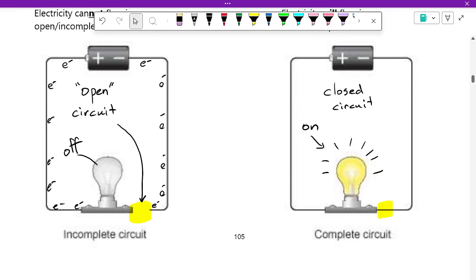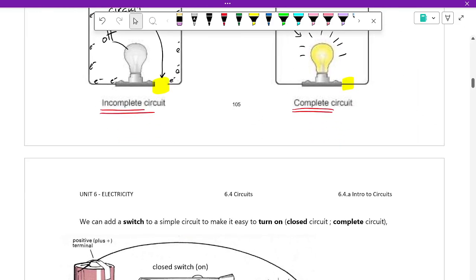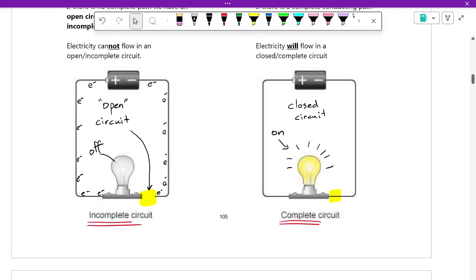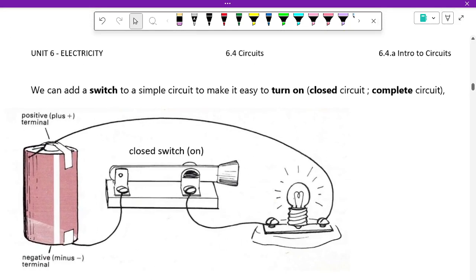We also call an open circuit an incomplete circuit. We can call a closed circuit a complete circuit because we have an incomplete rectangle and we have a complete rectangle. Now let's say we didn't want to have a little piece of wire that we kept having to add in there. We could use a switch instead. And this type of switch is called a knife switch.